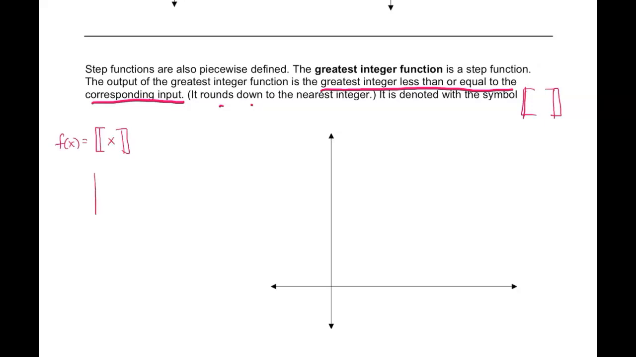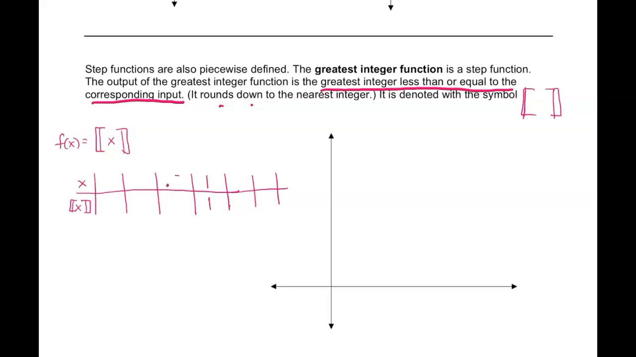And look at that in terms of a table. So we have our input and then we have our output. I'll write it like that. So I think I'm going to skip a couple places in the table just to examine numbers bigger than 0 first. So if I start with the number 1, it rounds down to the nearest integer. So we want the greatest integer less than or equal to the corresponding input. So I would get 1.